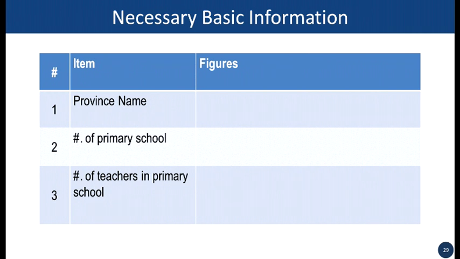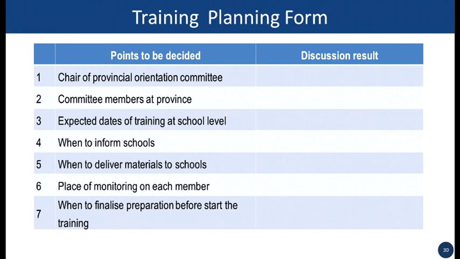National basic information on the forms may require the province name, number of primary schools, number of staff from a primary school, number of teachers, total teachers in that primary school. Training planning form, shown there, points to be decided on and discussing results. There are 7 there, so you can read and follow.